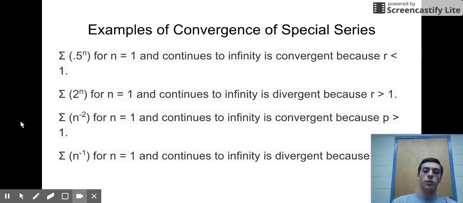For our fourth example, which is also a p-series, we have the sum from n equals 1 to infinity of n to the negative first power, which is 1 over n. Here p would be 1, and even though the terms approach 0, as do the terms of most other p-series, it still does not converge because p is not greater than 1, so it is divergent. That is actually the harmonic series, because p equals 1.